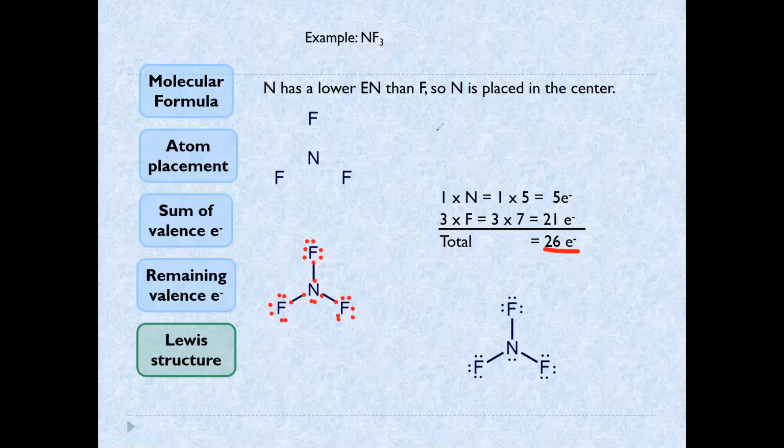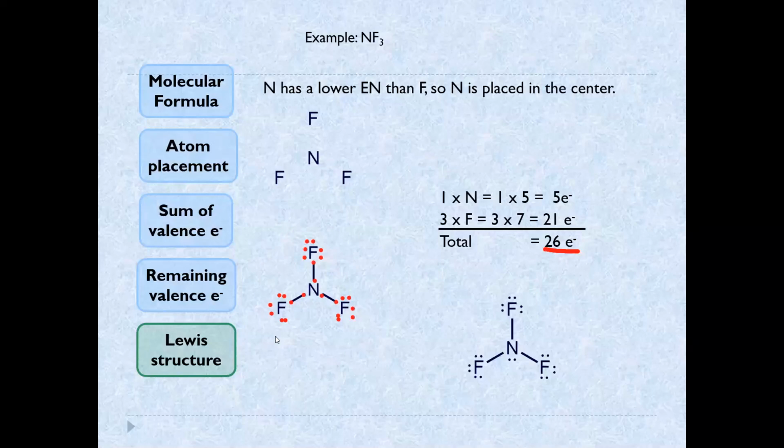Because if you look at nitrogen, nitrogen is not happy. Let me erase this. If you look, this fluorine is happy, 1, 2, 3, 4, 5, 6, 7, 8. This other fluorine is happy, 1, 2, 3, 4, 5, 6, 7, 8. This other fluorine is happy, 1, 2, 3, 4, 5, 6, 7, 8. But let's count for nitrogen, 1, 2, 3, 4, 5, 6. Nitrogen is not happy, and the rule says that they must be octets.